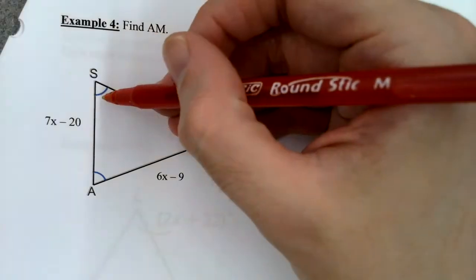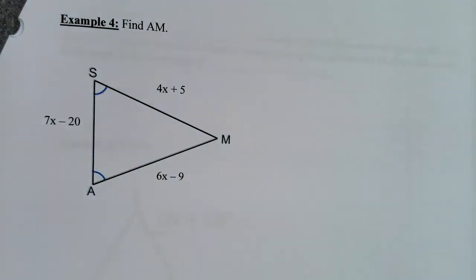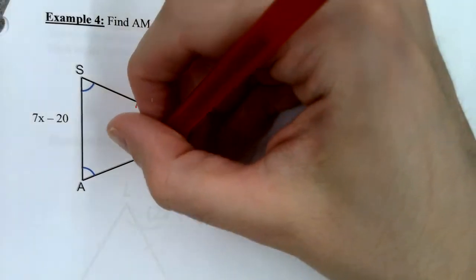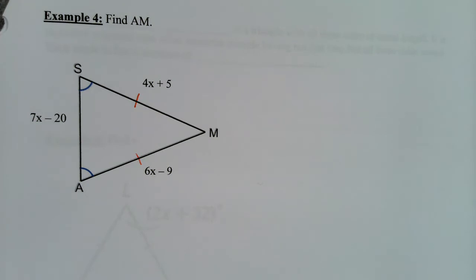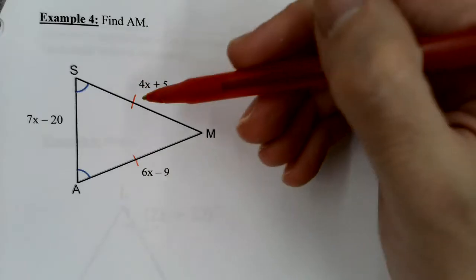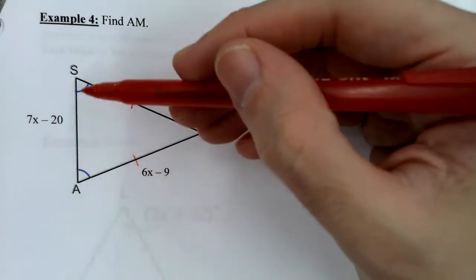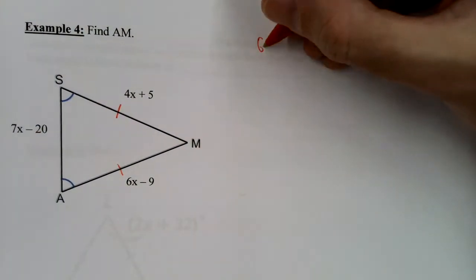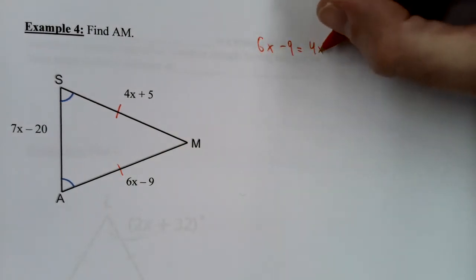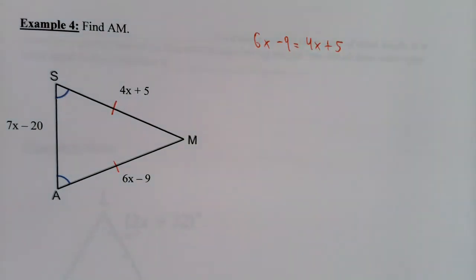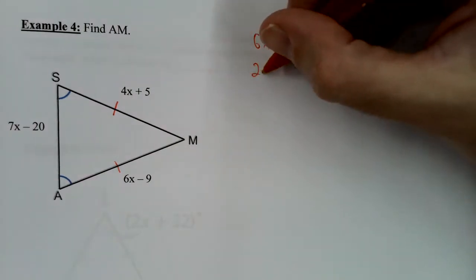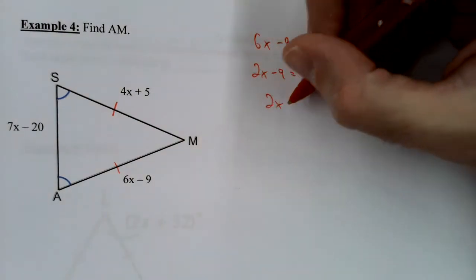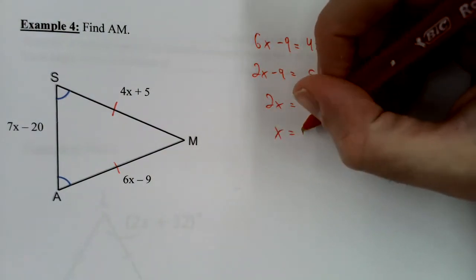Okay, what you need to know is that this angle is congruent to this angle. So the sides opposite those angles are congruent. So this side, SM, is congruent to this side, AM. Ignore the other side. That's just extra information. This side is congruent to this side because these two angles are congruent. So what I'm going to do is I'm going to do 6x minus 9 equals 4x plus 5. And solve that for x. 2x minus 9 equals 5. 2x equals 14. X equals 7.